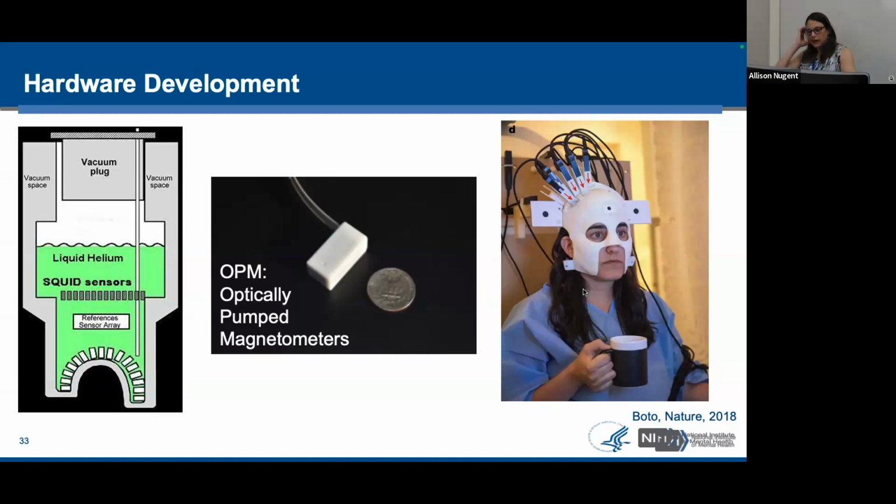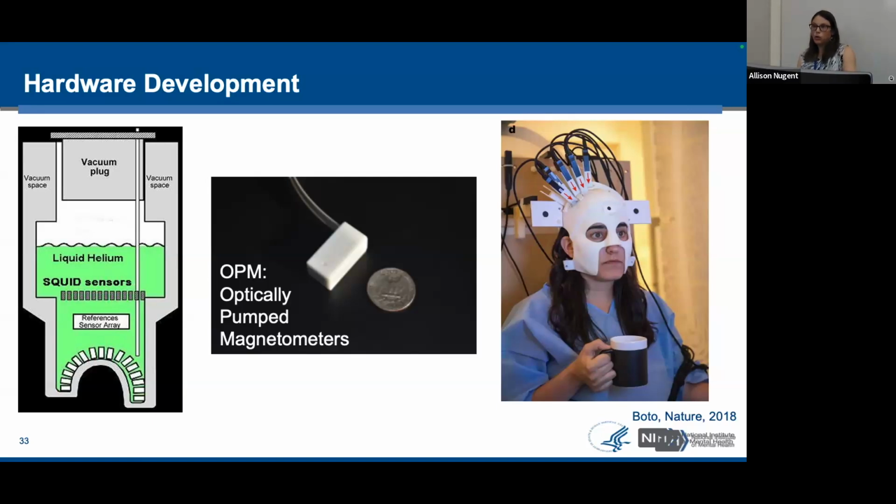So recently, optically pumped magnetometers have been developed, which operate on a totally different fundamental process, and they can be placed directly on the scalp. This has led to the development of numerous systems. This image is from one of the very first really impactful OPM studies demonstrating the potential of wearable imaging.